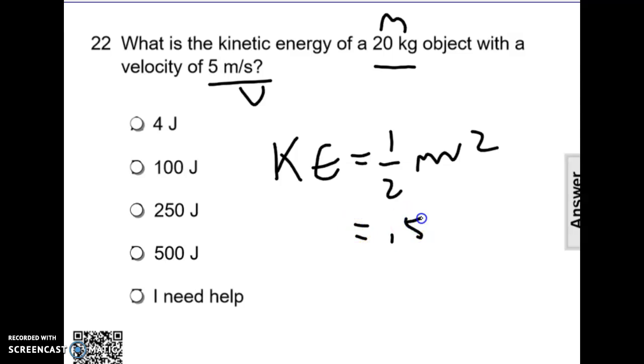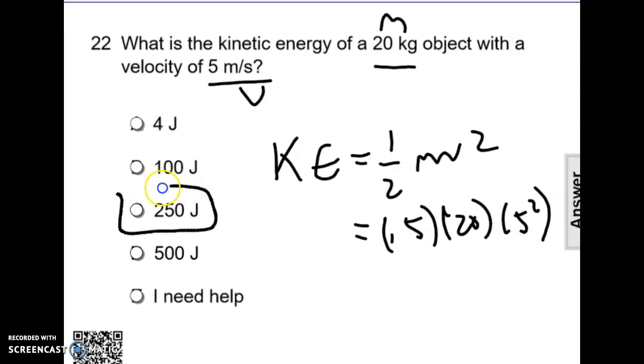So that's 0.5 times the mass, which is 20, times 5 squared. So this is going to be 10. 0.5 times 20 is 10. 10 times 25 will be 250. And the SI unit for kinetic energy, once again, is going to be joules.